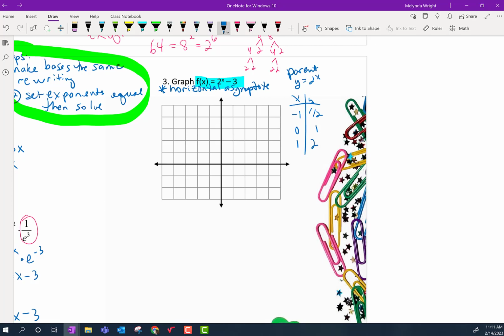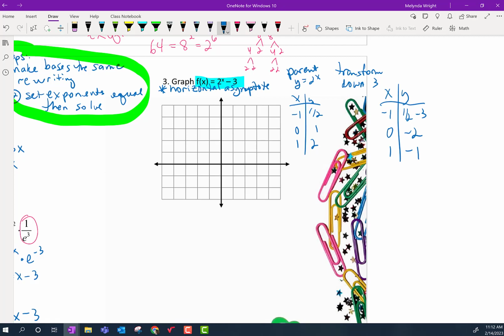But I'm going to transform. The transformation is down 3, right? -3. That's not up with the x, it's down 3. So I'm going to transform my points so that the y values have subtracted 3. The x values stay the same. So I've got 1/2 minus 3. 1 minus 3 is -2. 2 minus 3 is -1. That's what I got. Now let's talk about the asymptote.